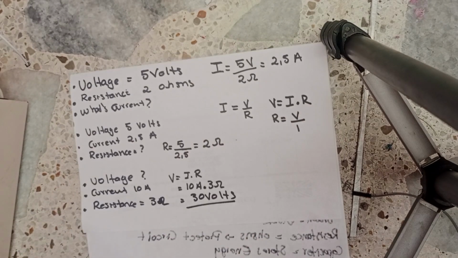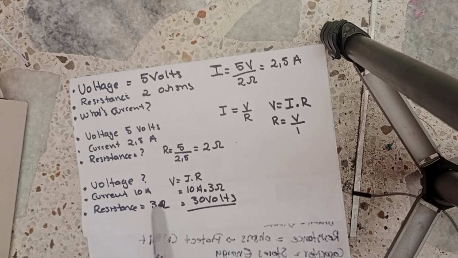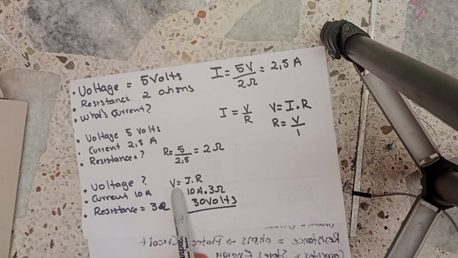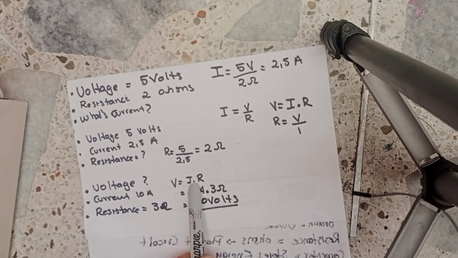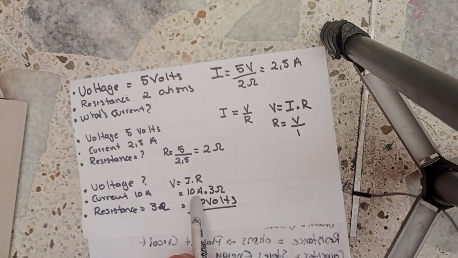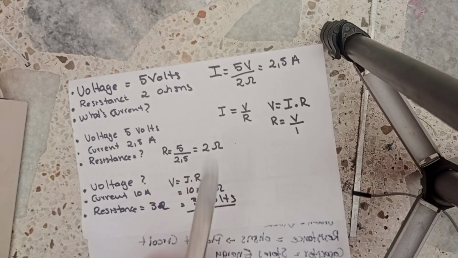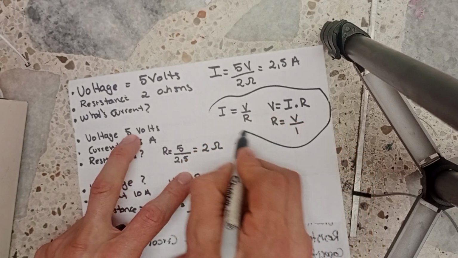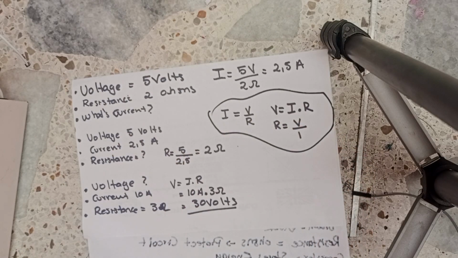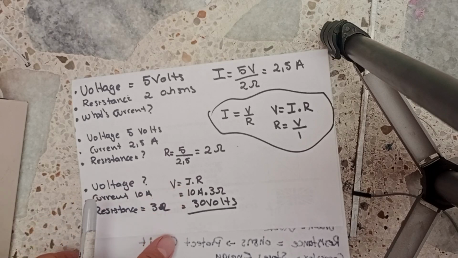Let's continue. Now in this exercise, we don't have the voltage, right? We have the current, 10 amperes, and the resistance, 3 ohms. Recall, voltage equals intensity multiplied by resistance. 10 multiplied by 3 is equal to 30, right? 30 volts. That's all. That's this concept. That is pretty easy to understand. You just have to memorize this.